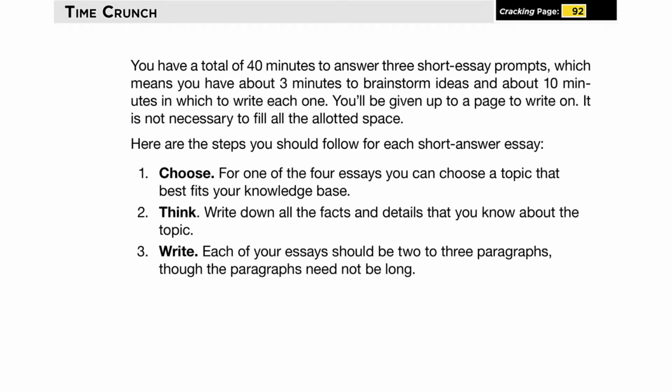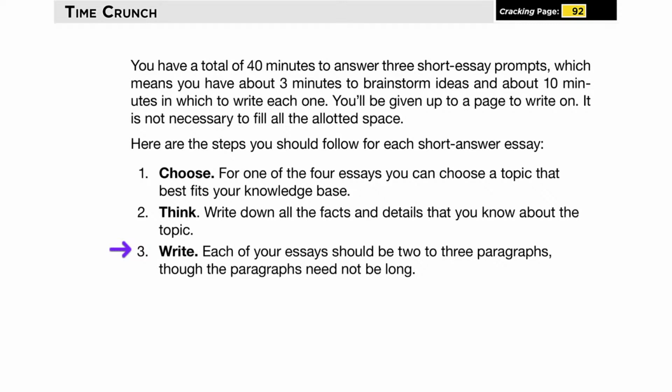So the basic process here is we first want to choose if that's appropriate. If it's not appropriate, then obviously you're not choosing anything. But then think, just like we do with the other essays, take a minute to just quickly write down facts and details that you know. Of course, they have to be facts and details that are relevant to the topic and the questions, right? You don't have to write down everything associated with that, but write down the things that you think answer the question.